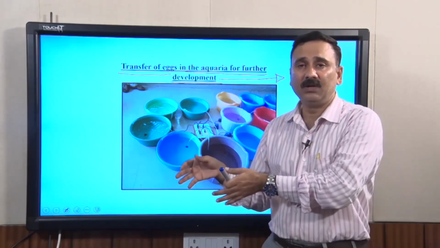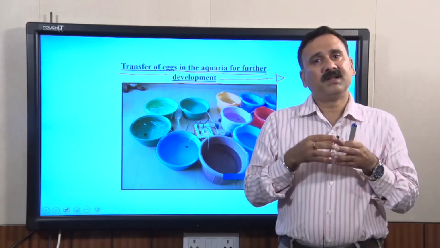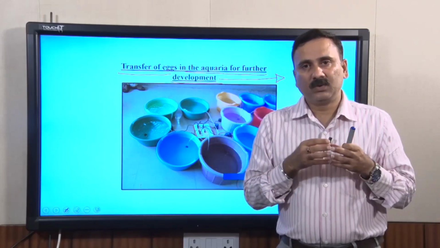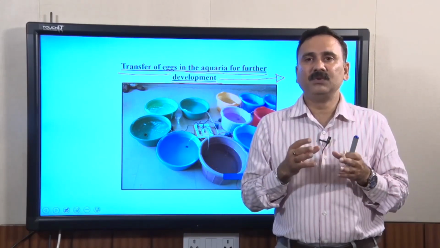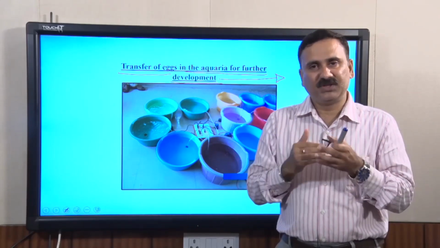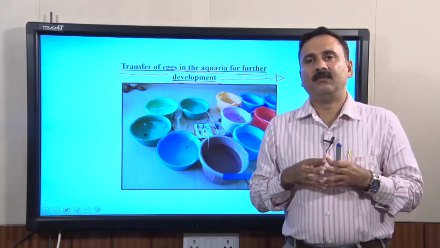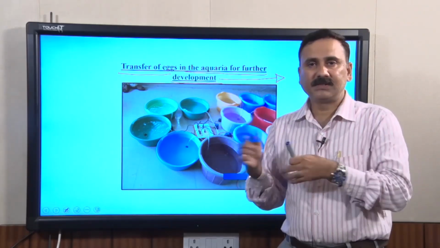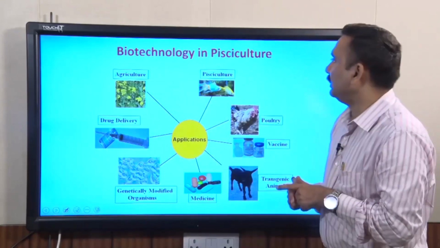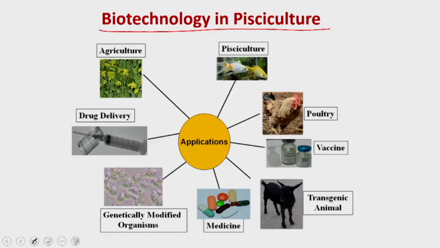Either you use induced breeding, or you can use induced breeding with stripping. Both these procedures are going to help the breeders to achieve breeding in that particular fish, and they will get the fish in the ponds. So, this is all about the application of biotechnology in pisciculture.